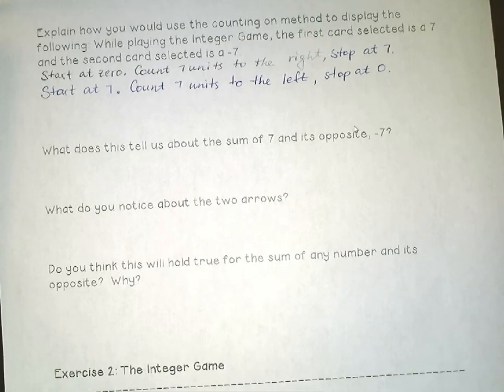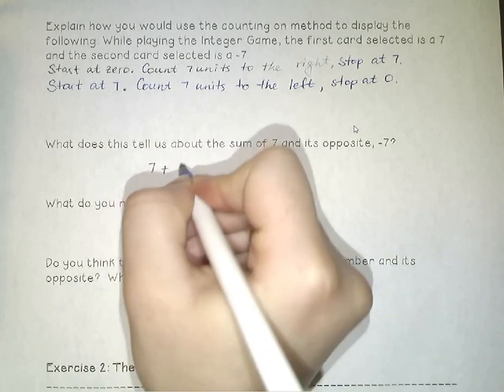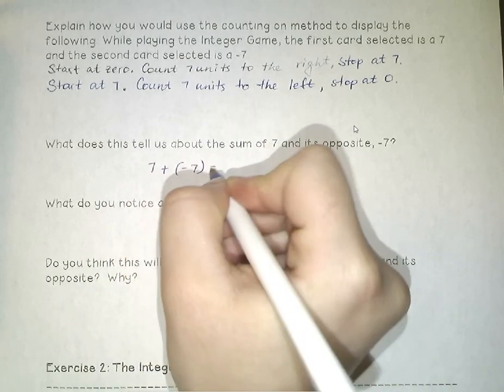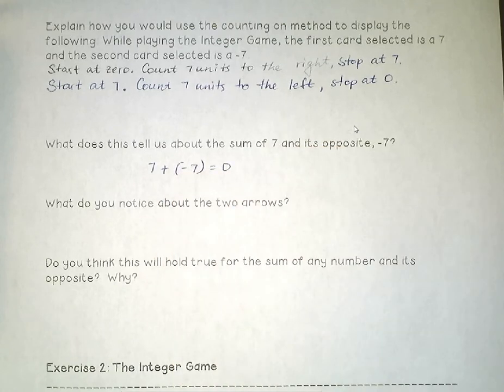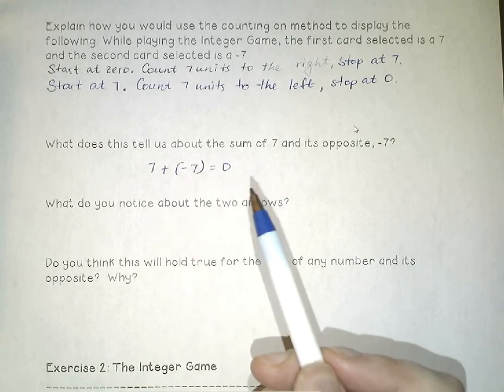So what does this tell us about the sum of 7 and its opposite, negative 7? We just answered our question. 7 and negative 7 will equal 0. 7 plus negative 7 equals 0. And that is how I'm going to write my negative numbers. My negative numbers I'm going to write in parentheses just to separate that plus and minus sign right here.